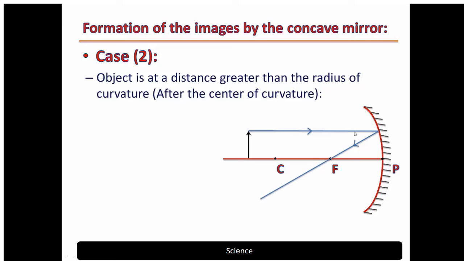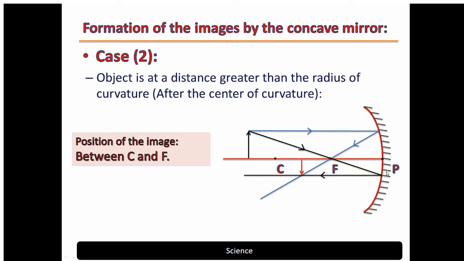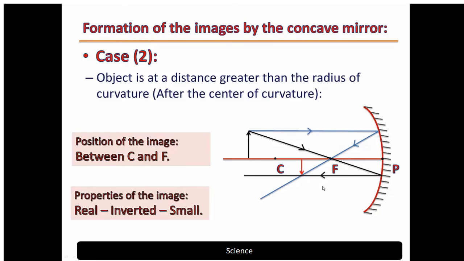We will draw a parallel incident light ray. It will reflect passing through the focus. We will draw another ray passing through the focus. It will reflect parallel to the principal axis. The point of intersection is the position of the image. Position of the image, as you can see, between C and F. Properties of the formed image is real, inverted, and smaller than the object.